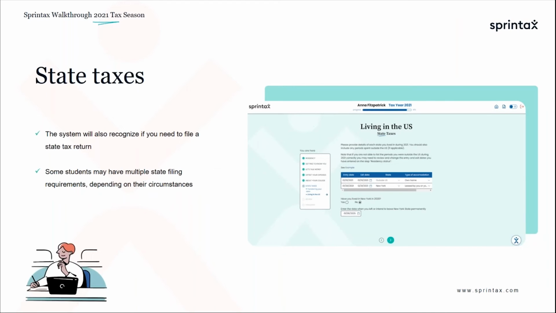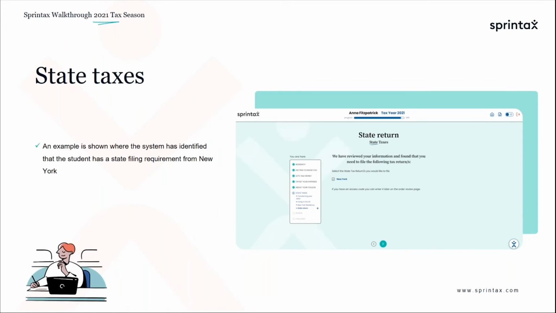The Sprintax system can also assist with state taxes. So the system will be able to figure out if you need to file a state tax return or not. If the system thinks you've triggered a state tax filing obligation, it'll start to ask some additional questions surrounding the state tax law in that state. And then if applicable, if you have triggered a state tax filing obligation, the system will outline that to you.